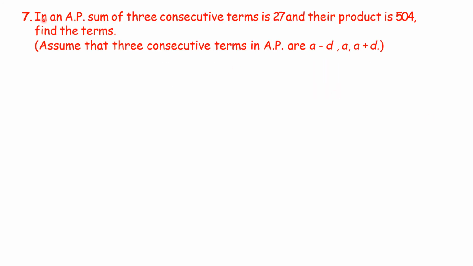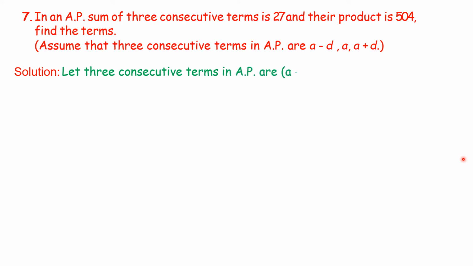7th example. In an AP, sum of 3 consecutive terms is 27 and their product is 504. Find the terms. Assume that the 3 consecutive terms in AP are a minus d, a, a plus d. If there are 5 consecutive terms, then a minus 2d, a minus d, a, a plus d, a plus 2d. Let the 3 consecutive terms in an AP be a minus d, a, a plus d.